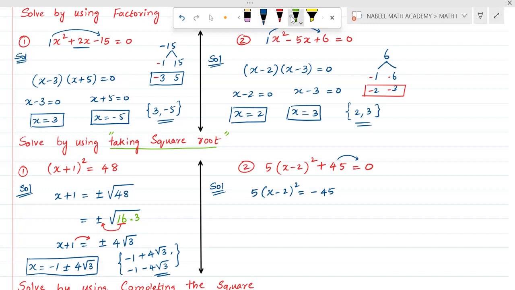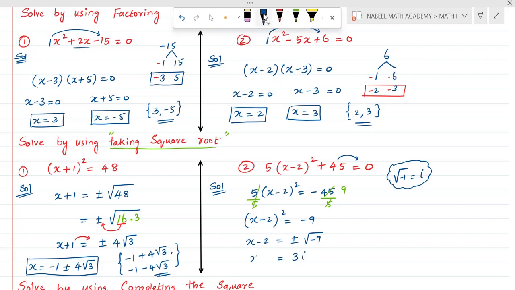So how will you simplify this one? If I divide by 5 on both sides, it gets cancelled on the left side, and here you will get 9. So if you simplify, (x minus 2) whole square equals, what term will you have? Minus 9. When you take the square root, it becomes plus or minus root of minus 9. As we already know, when you have the square root of minus 1, it's a complex number i. So it becomes 3i.